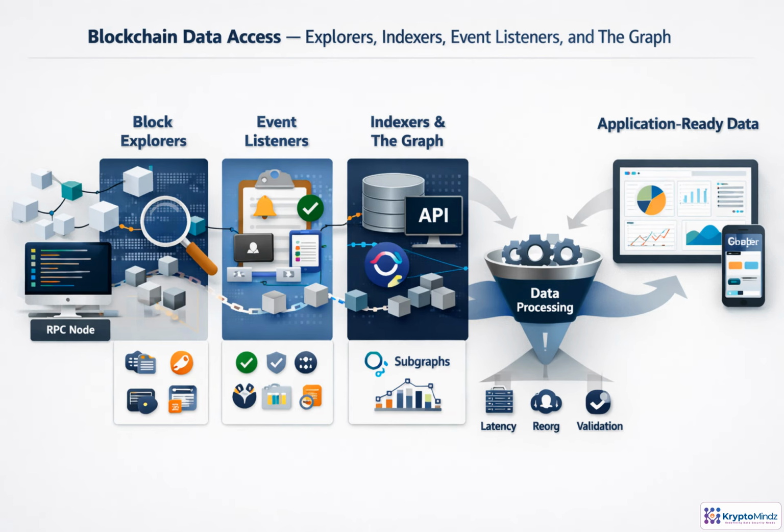Raw RPC data is useful, but it is rarely enough for enterprise products. Applications need data that can be searched, filtered, reconciled, and trusted. Block explorers provide human visibility into transactions, balances, and contracts. Event listeners react to contract events such as transfers, mints, burns, whitelist updates, or settlements. Indexers and subgraphs turn that activity into queryable APIs. The architecture also needs latency expectations, reorg handling, replay logic, and clear source of truth rules.